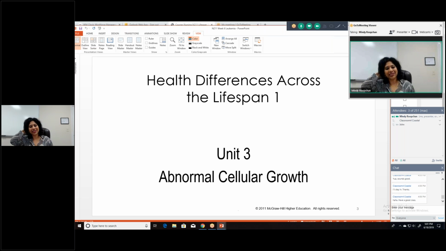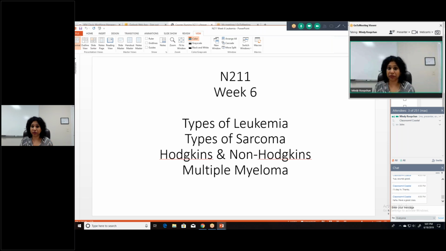So we're gonna start with abnormal cellular growth. And like I said, this is just a continuation from last week. So we're going to talk today about the types of leukemias, sarcomas, Hodgkin's and non-Hodgkin's, and then multiple myeloma. So the information we're going over today is going to be very general, basic information, what you need to know. You can read more or look at the videos that I posted for you.